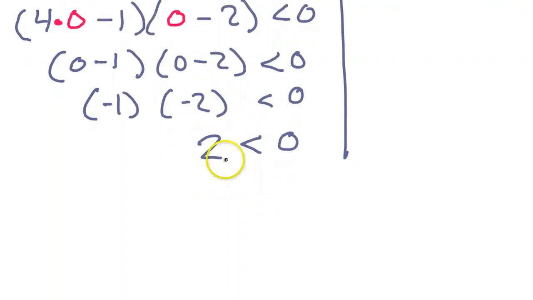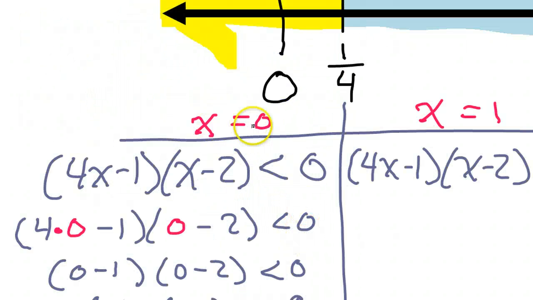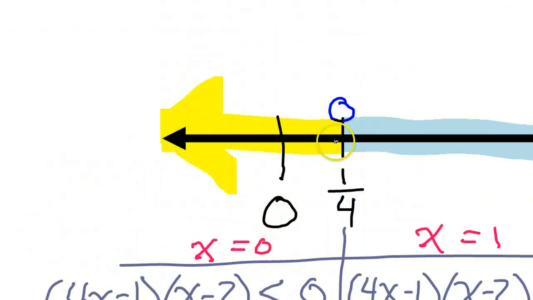So, is this a true statement? Yes or no? Is 2 less than 0? No! 2 is not less than 0. That means x equals 0 is not a solution. That means none of the values in the yellow zone are solutions. So I will show that this zone has no solutions by leaving this area blank. Just leave it empty.